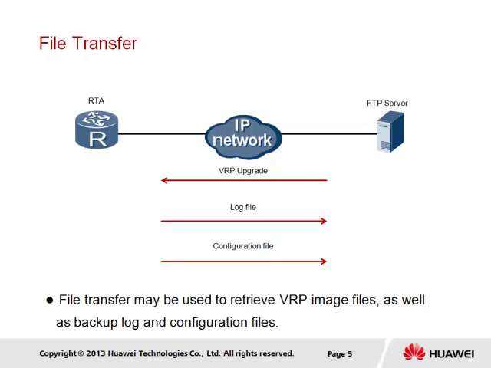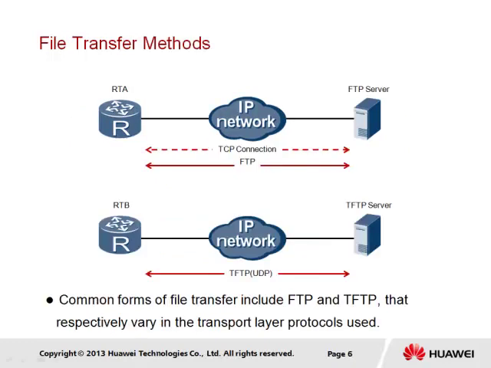RTA may employ the FTP server as a central storage location for retrieving new VRP images for image upgrading, or as a location for storing system logs and backing up configuration files in the event that, for whatever reason, a configuration file is inadvertently lost. File transfer may be performed using a number of means. However, the common methods that are employed include FTP and TFTP.